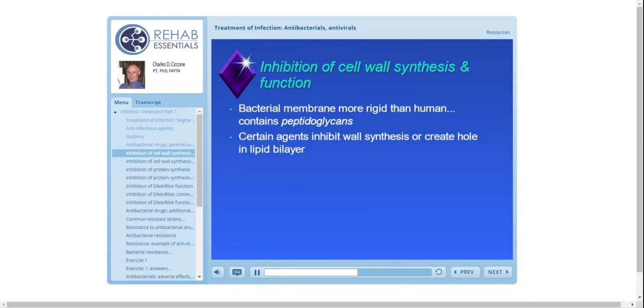Others, they're much more direct. They'll actually punch a hole in that bacterial cell membrane. In either case, if the bacterial cell membrane cannot remain intact, it can't keep the internal and external environments separate, and the cell will self-destruct or die. So here we see some of the most well-known antibacterial drugs, things like the penicillins, the cephalosporins. Specific drugs like polymyxin B are going to affect this bacterial cell membrane. And we'll see that shown schematically in the next slide.